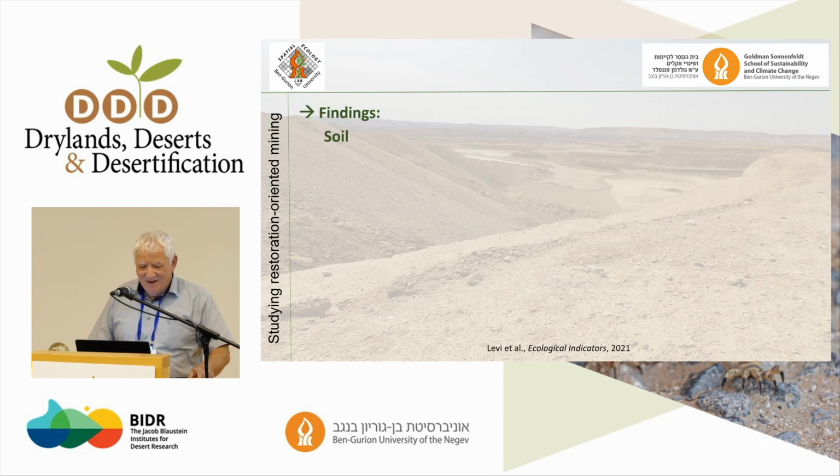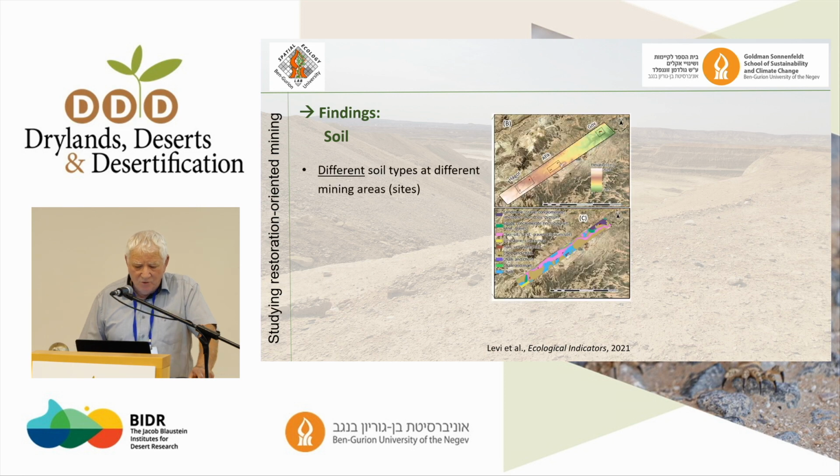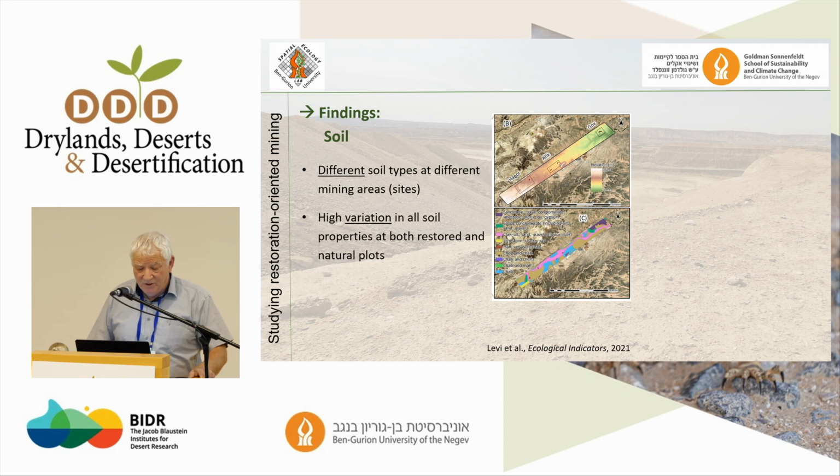I'll go very fast, just about the findings, and I'll show you some examples with the soil. This is, again, Nathan Levy's work, and it was published already. We had this hyperspectral flight and image, and with the soil properties, Nathan was able to create a soil type mapping, and we see different soil types at different mining areas. So we start with differences at the beginning when we just compare between the different sites.